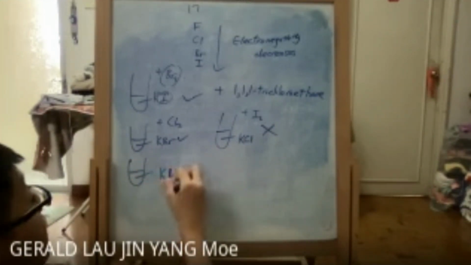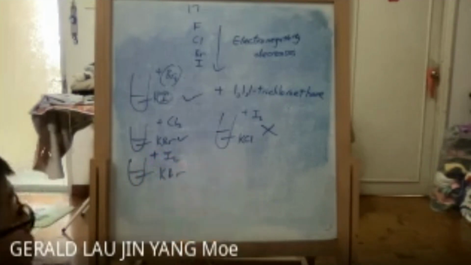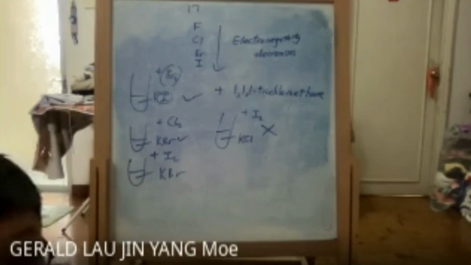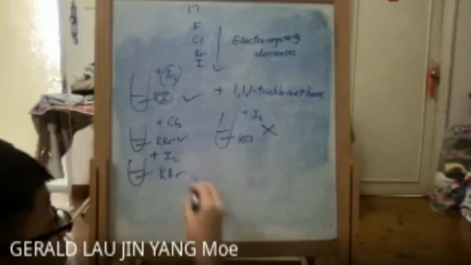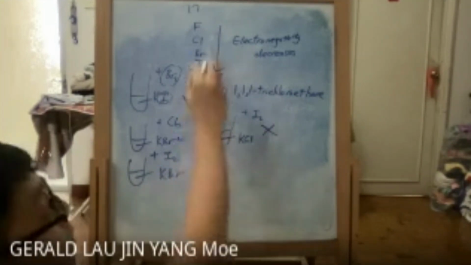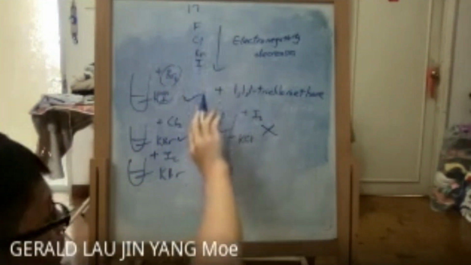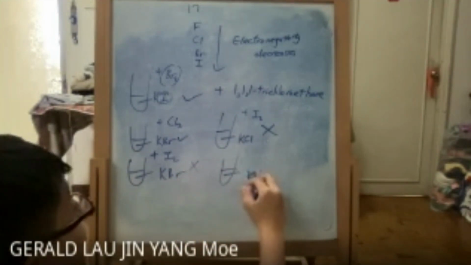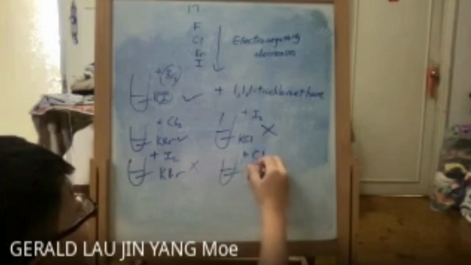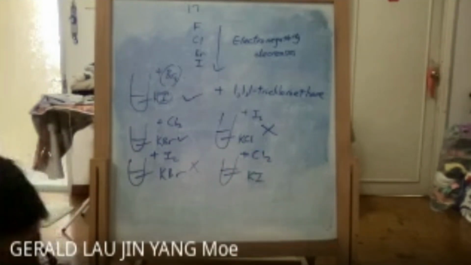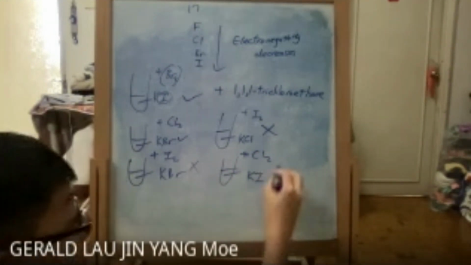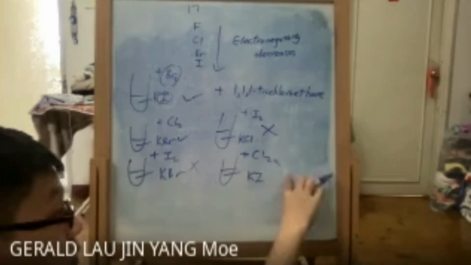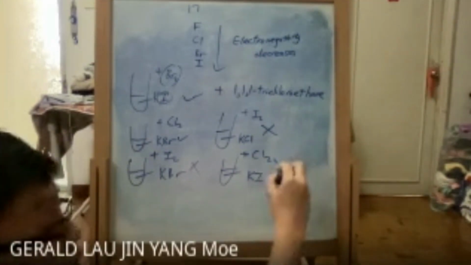Potassium bromide add iodine. Tak boleh. So normally we don't do fluoride because fluoride is not in the lab. One last one. Potassium iodide with chlorine water. Cannot? Are you sure cannot? Boleh. Okay, good.